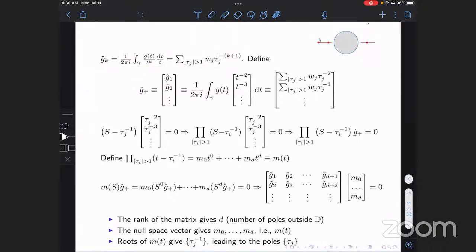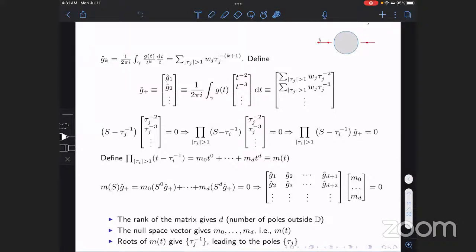To use Prony's method, we define this vector called g hat k plus. These are really just the positive Fourier modes of my function restricted to the unit circle. Here I'm rewriting each term and applying this formula to all the cases where k goes from 1, 2, 3 all the way to infinity. Now, to apply Prony's method, we again consider each of the tau j separately. So here we have the vector tau j to the minus 2, tau j to the minus 3. We fix j and consider each of these vectors.